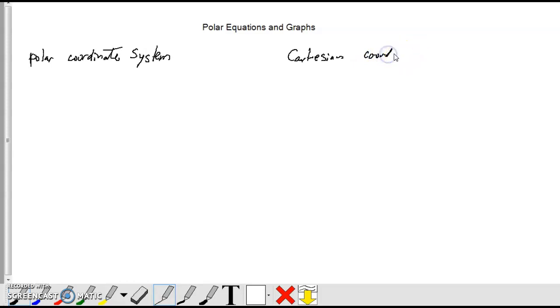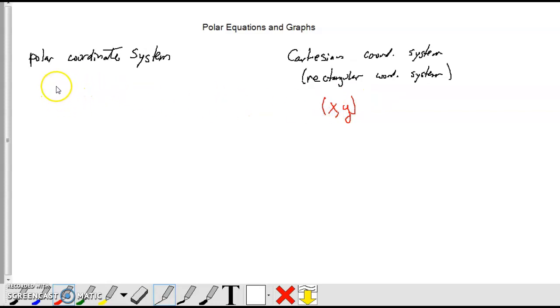coordinate system. Sometimes this is also referred to as the rectangular coordinate system. So that's just another name for it. Coordinates in the Cartesian are just your x and y, right?